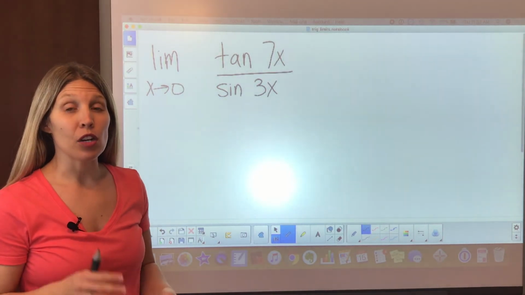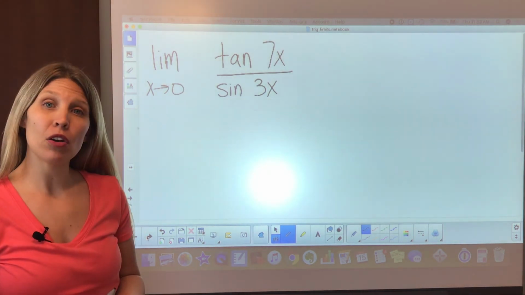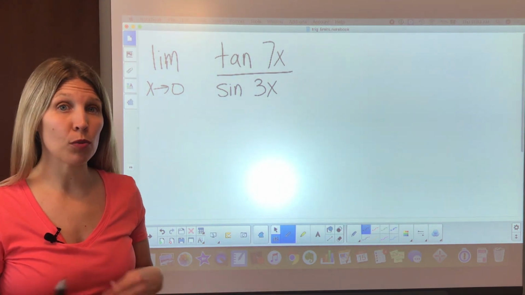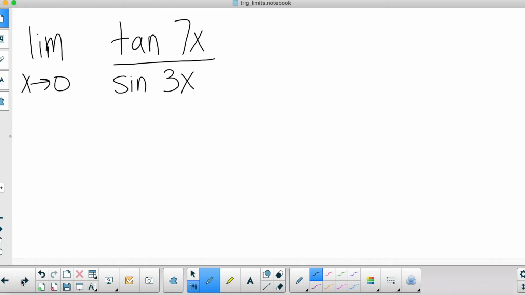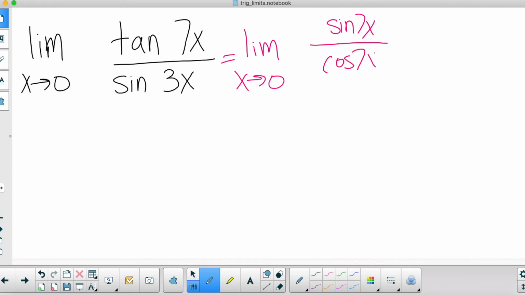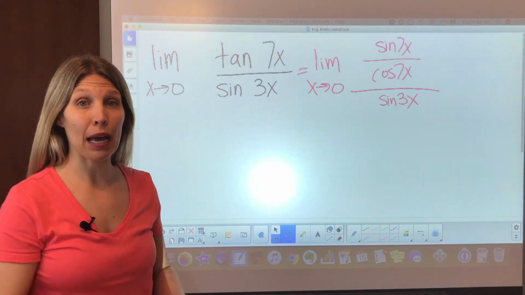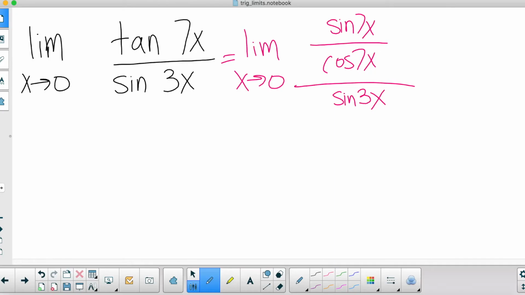So the first thing that we see here is we have a sine x in the denominator, which means we can use one of our sine properties. And we also have tangent, which we need to rewrite in terms of sine and cosine. So I'm going to start with that. The limit as x goes to 0, sine 7x over cosine 7x all over sine of 3x, which never looks good when you have a fraction inside a fraction. So I'm going to take that bottom fraction and flip and multiply.